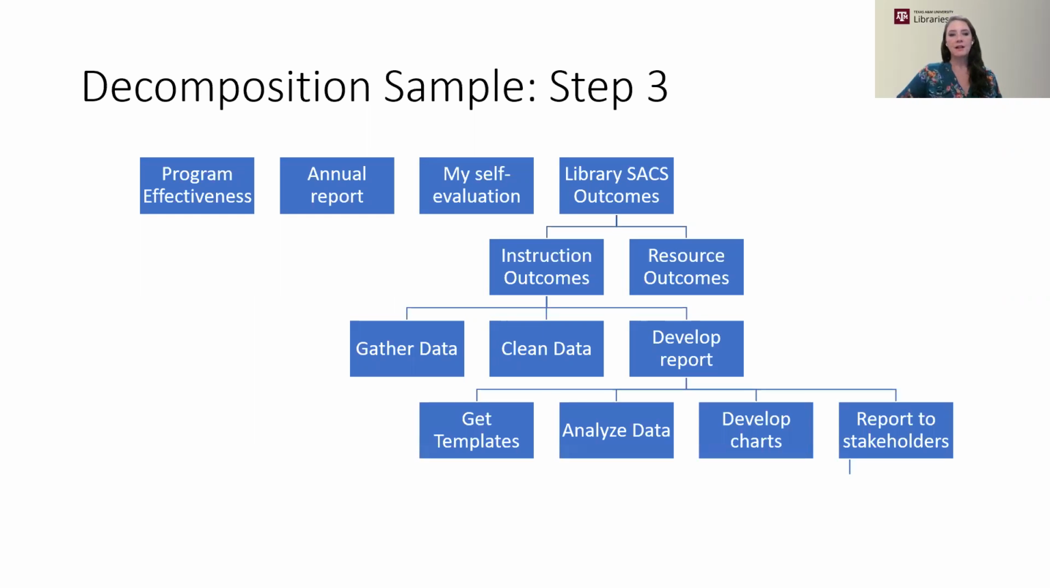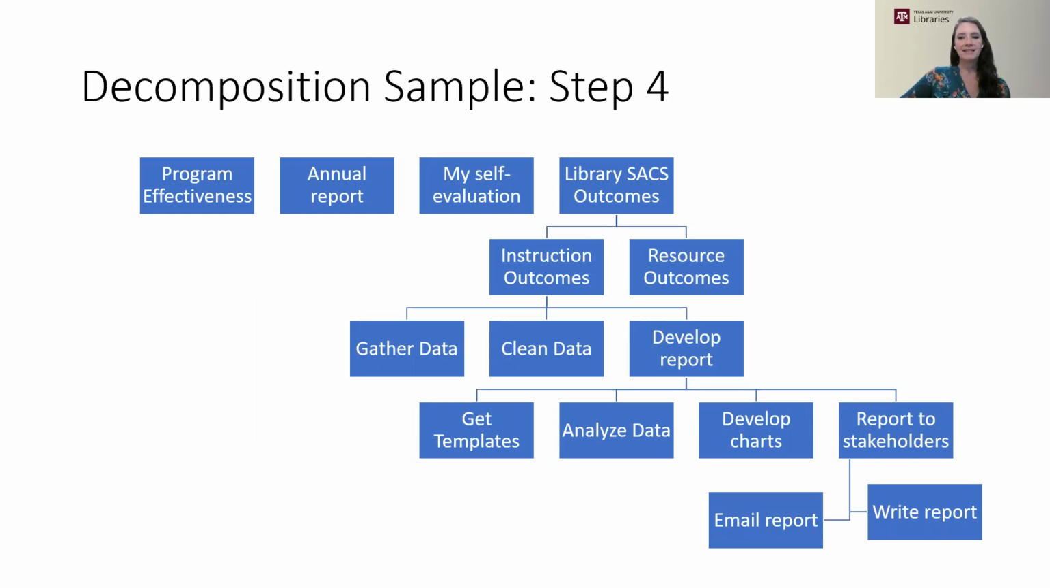I'm just going to break down developing a report. I need to go grab the templates from where they're at, find last year's data, analyze this year's data, develop the right charts, and write a report for our stakeholders. And then as I break that down even more, I need to write it up and then email it. At some point, it feels like I'm getting a little too much detail. It gets to be a little bit silly to keep breaking things down. I don't need to describe how to write an email, for example.